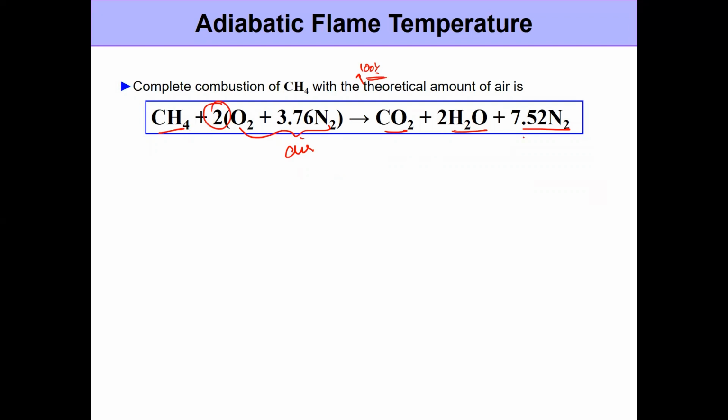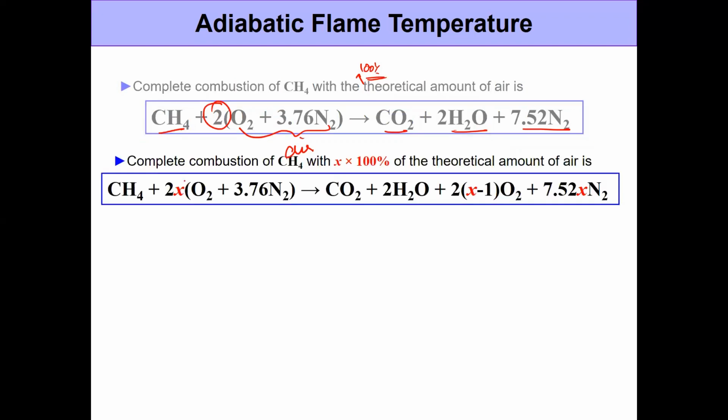So once you have this, what we are saying is that this is for 100% theoretical air. But we also need to look at the situation where the amount of air is changing. So it's simply about multiplying x to this number 2 here. Instead of 2, we're going to write it as 2x, where x takes the value from 1 to 4.